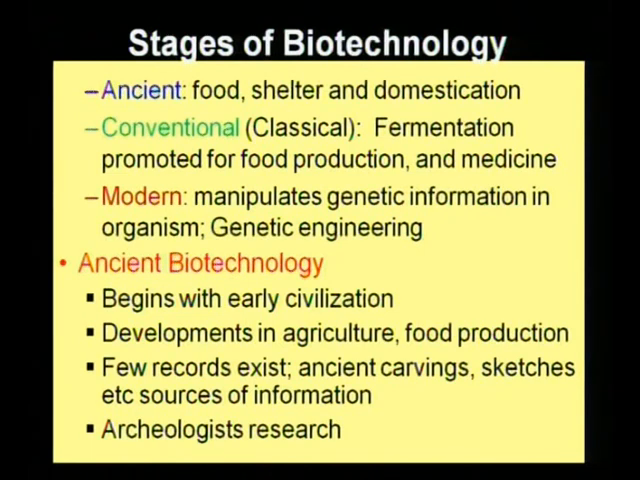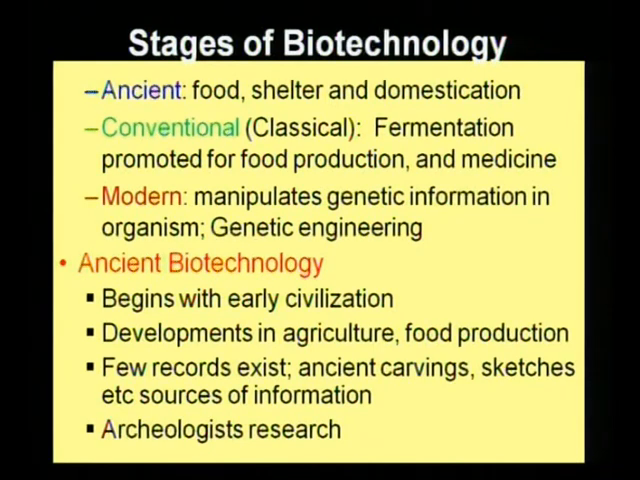Now coming to the next point, stages of biotechnology. The word biotechnology may have been given in 1919, but actually from very old times, in ancient time, people were wandering here and there in search of various things. They wanted some shelter, they wanted some food, they wanted so many things. With the passage of time, they started growing and discovering many different things. So ancient biotechnology includes the search for food, the use of shelter, and domestication of different kinds of animals.